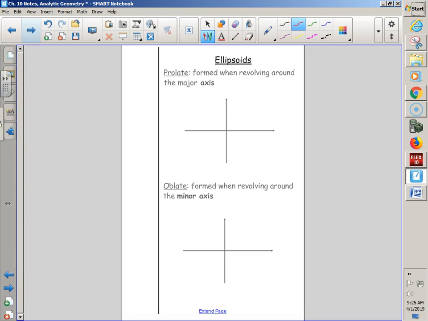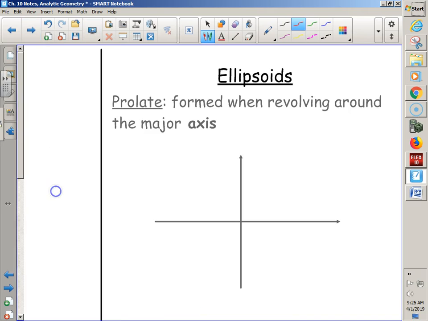Did we get to ellipsoids at all? All right, ellipsoids. There are 2 different types. Prolate would be one that's formed when revolving around the major axis. And I'm going to go ahead and, what do you guys want? It's up to you. I don't care. Do you want a horizontally oriented one or a vertically oriented one? Okay. So if it's horizontal, then the x comes first, right?